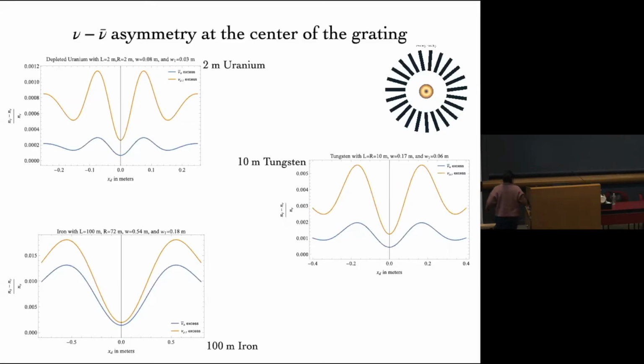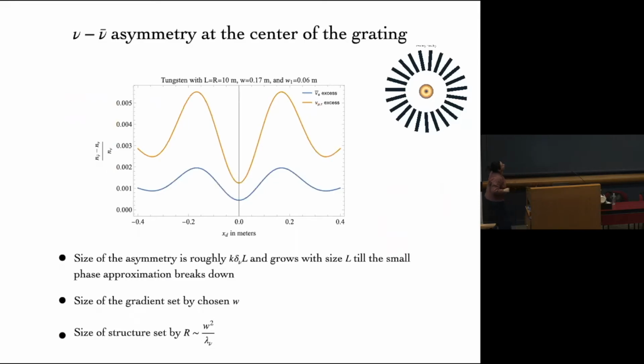So now let's look at this a bit more carefully. Here I pick the 10 meter tungsten structure. So the takeaway message from all this sea-urchin thing is that it only works, by the way, in the linear phase, in the small phase approximation. If you make it too big, all the approximations that I talked about will completely fail.